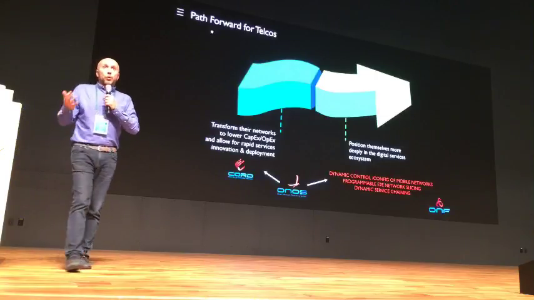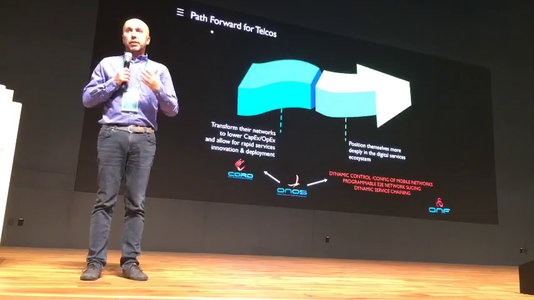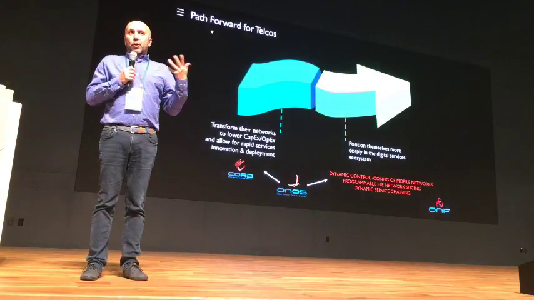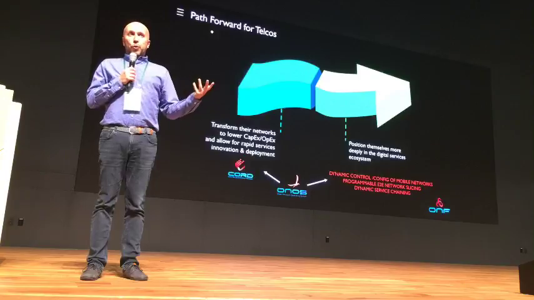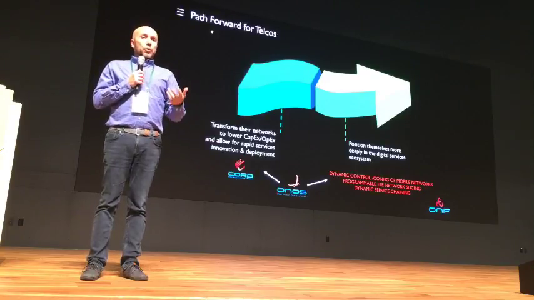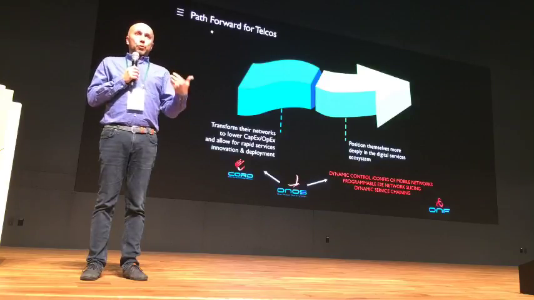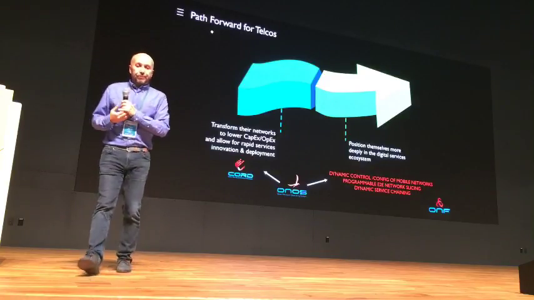And ONOS plays a significant, or primary, part in both aspects. ONOS is a fundamental enabler for CORD, and in the case of MCORD, we actually use ONOS for controlling our slicing and controlling our service chain.